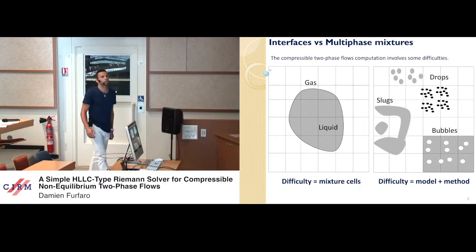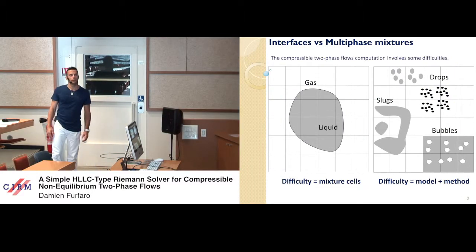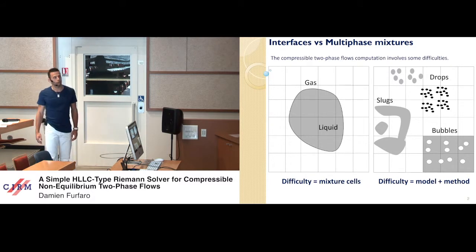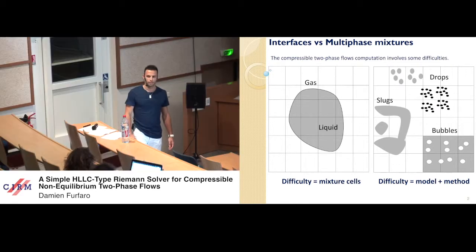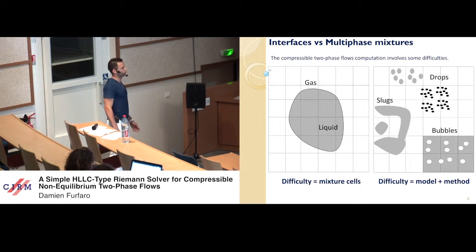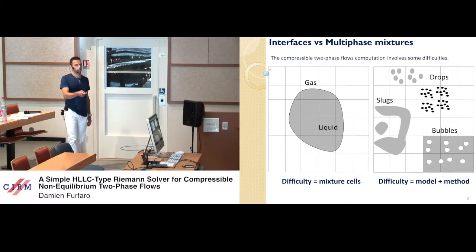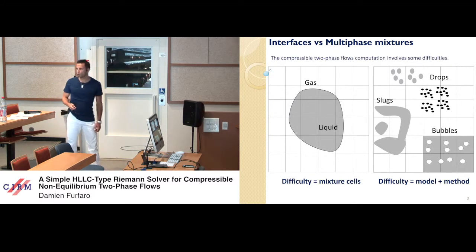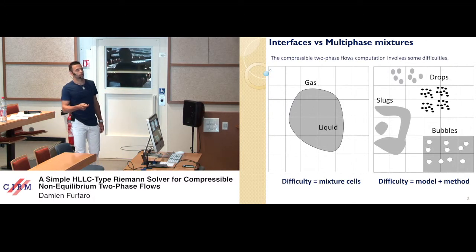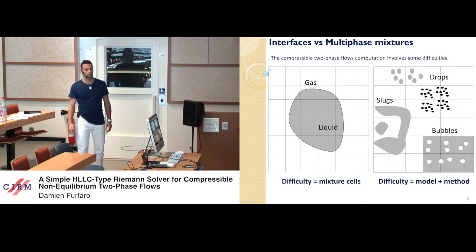Well, compressible two-phase flow computation involves some difficulties. The first difficulty is to take into account the mixture cells. Indeed, in the cells filled with a pure fluid, the Euler equations are valid. Here, for example, with a pure gas, or here with a pure liquid. But subtle work has to be done in the case of mixture cells.